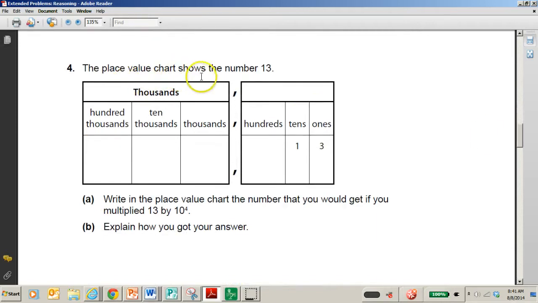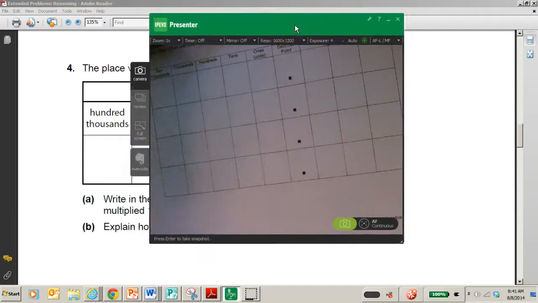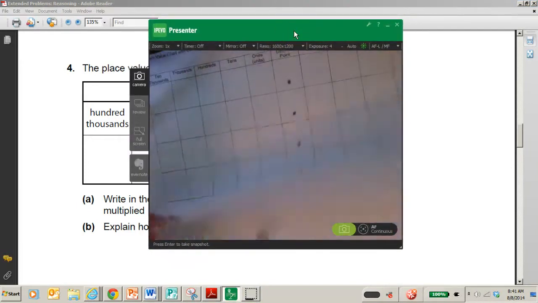The place value chart shows the number 13. Write in the place value chart the number that you would get if you multiplied 13 by 10 to the fourth. So that 10 to the fourth means 10 times bigger. Now I'm going, or 10,000 times bigger. Okay, I have my document camera open and I'm going to get a sheet of paper here.